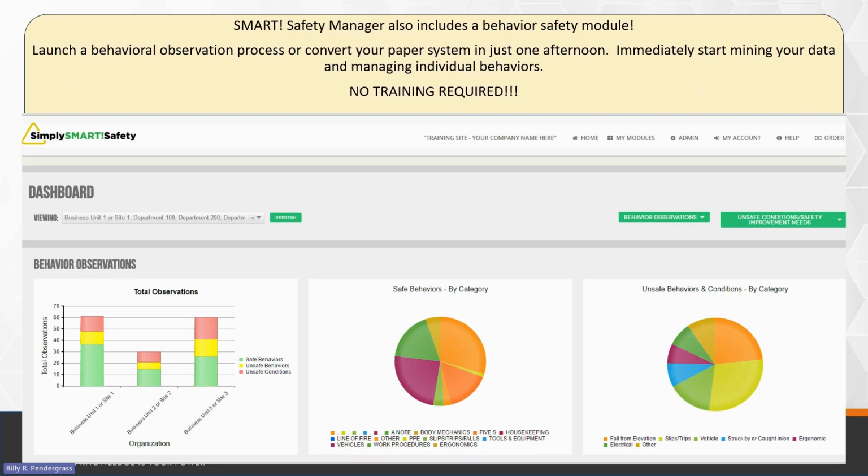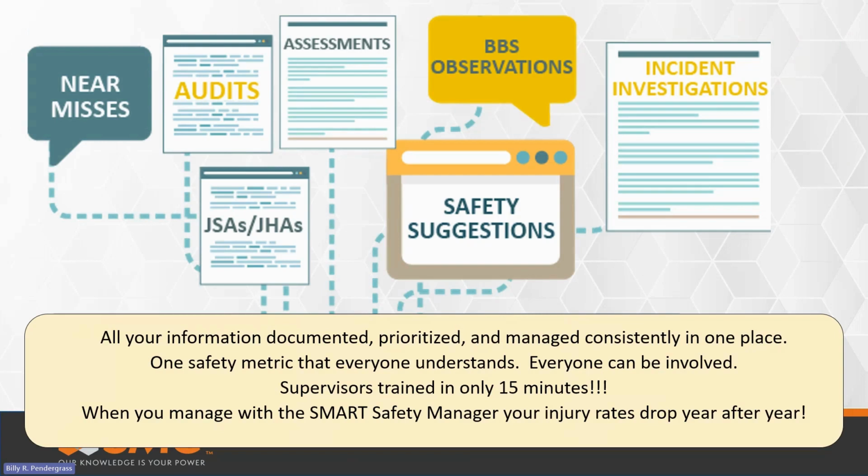The Smart Safety Manager also includes a behavior safety tool. We can launch a behavioral observation process or convert your paper system in just one afternoon. Immediately start mining your data and managing individual behaviors. No training is required. All of your information is documented, prioritized, and managed consistently in one place. One safety metric that everyone understands and everyone can be involved in. Supervisors are trained in only 15 minutes. And when you manage with the Smart Safety Manager, your injury rates drop year after year.